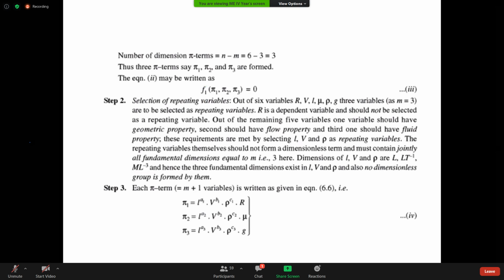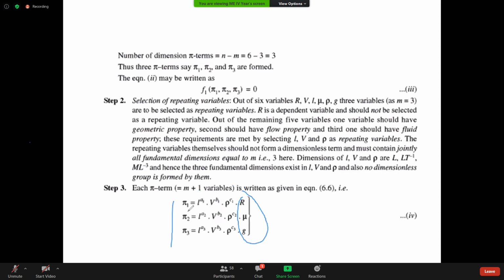For example, pi 1, pi 2, pi 3. This is the next step. Listen here carefully. L, V, and rho are chosen as the repeating variables here. Repeating variables mean that for all the pi theorems, the same will be repeated. Suppose I take L, V, and rho as repeating variables, the remaining variables are R, mu, and g.